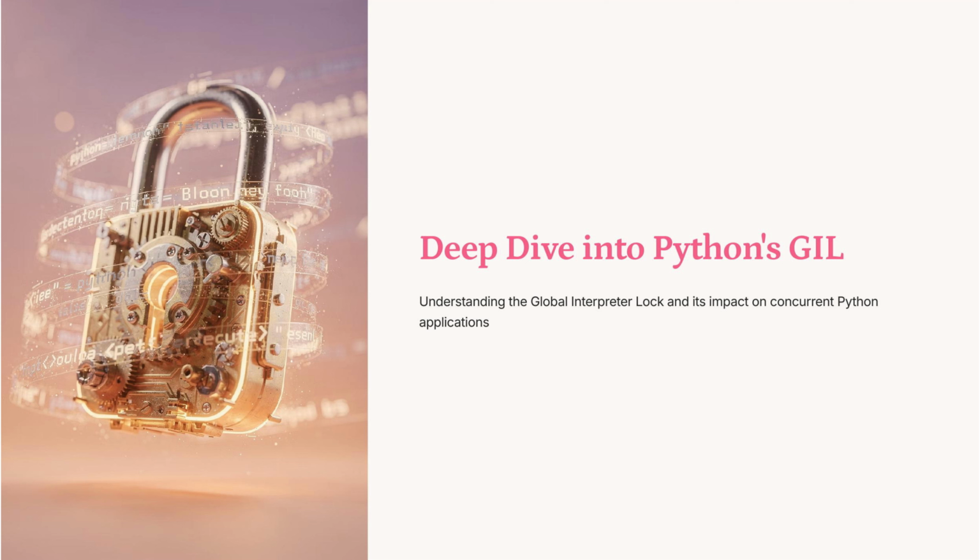Today, we'll explore Python's Global Interpreter Lock, GIL, a crucial component affecting concurrency in Python applications. We'll delve into its fundamentals, compare threading and multiprocessing, assess performance impacts, and discuss practical strategies and future directions. This journey will enhance your understanding of Python's architecture and its implications on performance.